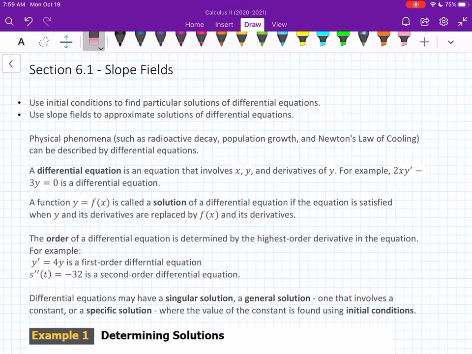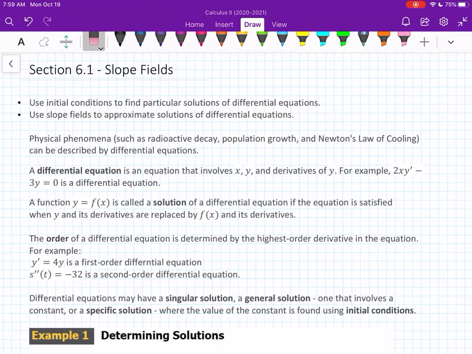Hello, in today's lesson we are starting chapter 6 on differential equations. Today we're focusing on slope fields as an introduction. Our goals today are to use initial conditions to find particular solutions of differential equations, and we're also going to talk about how to use slope fields to approximate solutions of differential equations.